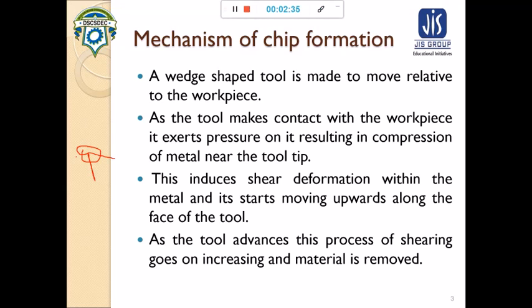As the force is increased, the induction of shear is also increased, and the metal starts moving upward along the face of the tool. That exact face is known as the rake face. As the tool advances, the shearing process goes on increasing and material is removed.